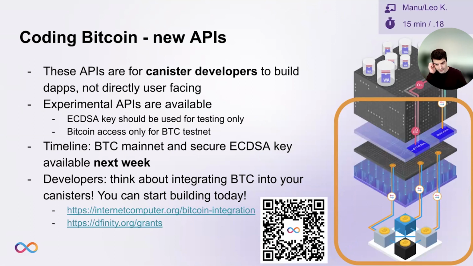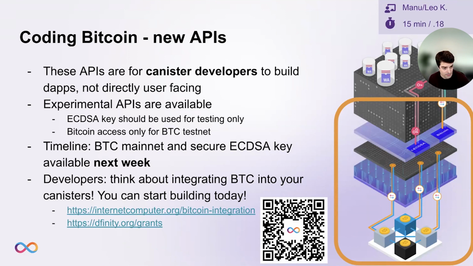In this picture on the right, we try to depict a slice of the internet computer. You see that the canisters that users interact with are on top, and then we see more of the internals down below. Now I want to focus on these internals down below. What we're working on, these new APIs, are really developer facing. So as an end user, you just want to use a cool dApp. This is not for you. This is really for developers to build a cool dApp with, and then end users can use that dApp.